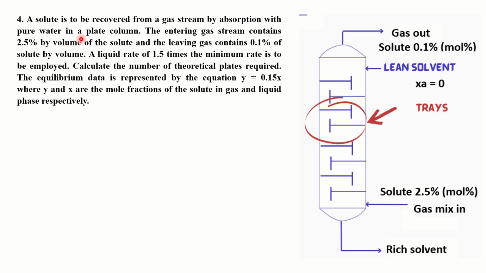So in this problem, it is given that the solute is recovered from the gas stream in a plate column, so the type of equipment is a plate column. Generally, some solute is separated by using water as a solvent. In the entering gas stream, the concentration of solute is 2.5%, and in the leaving gas stream it is 0.1%, and the liquid rate is 1.5 times the minimum rate. Calculate the number of theoretical plates. And we are given the equilibrium line condition y is equal to 0.15x.